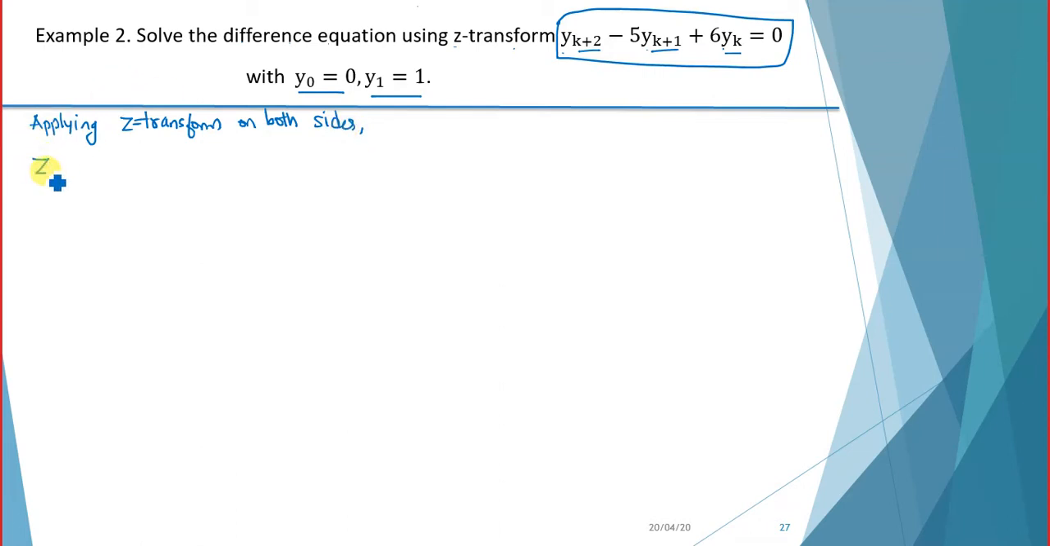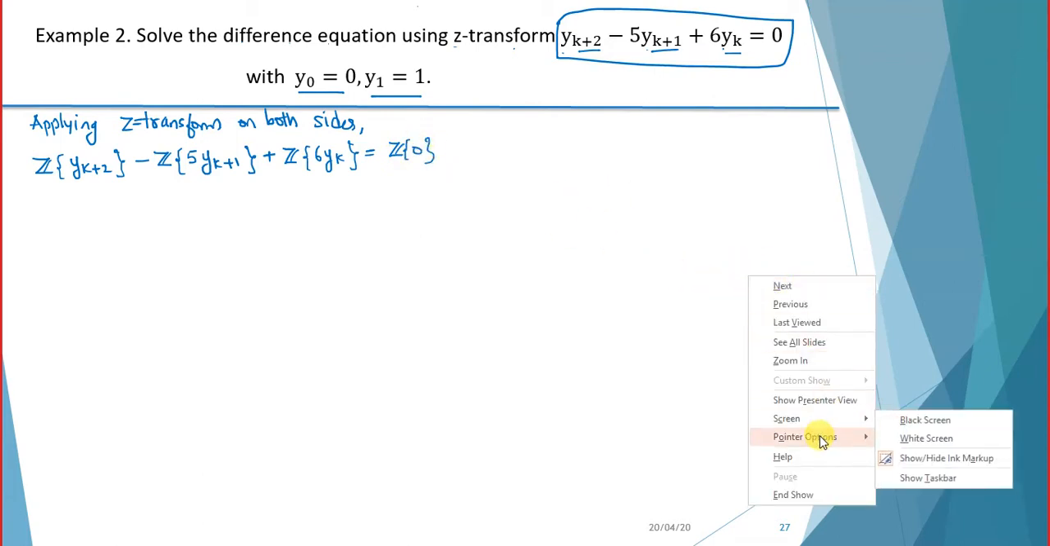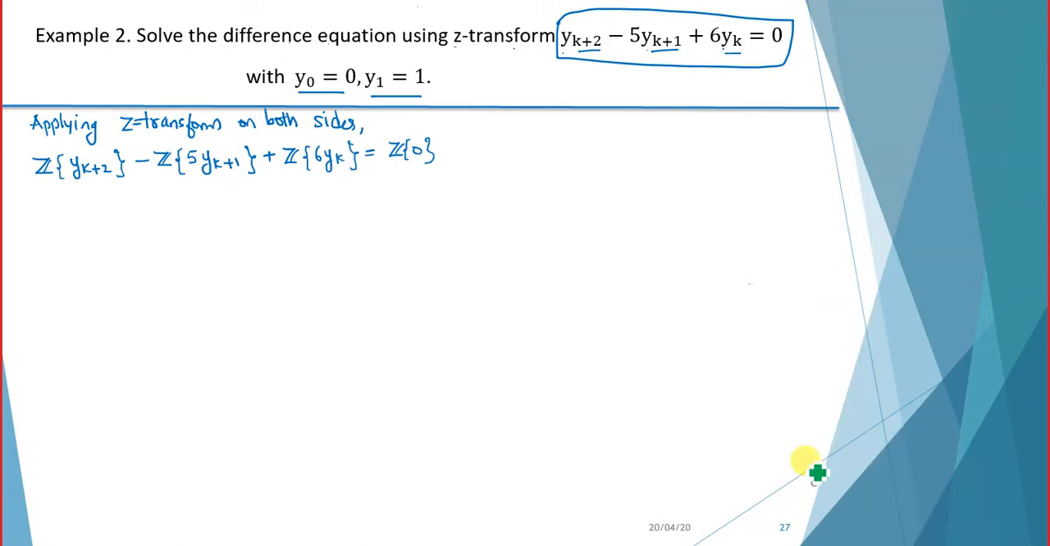So what we get? Z transform of y(k+2) minus Z transform of 5y(k+1) plus Z transform of 6y(k) equal Z transform of 0. Okay, then we name these terms as 1, 2, 3 and 4, and we solve them separately. First term, Z transform of y(k+2).